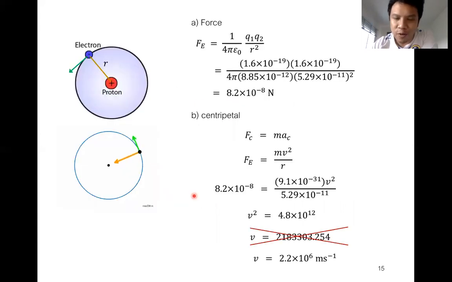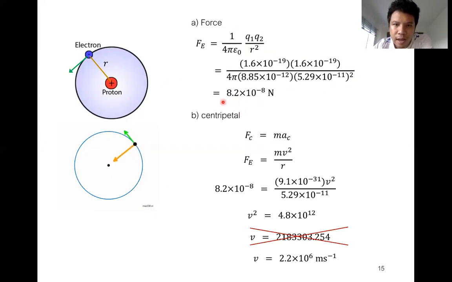We start with the force, so we use Coulomb's law. We use that equation and try to substitute the values. For the Coulomb constant, 1 over 4 pi epsilon 0, we substitute epsilon 0 here. Then Q1 and Q2 will be the charges of the proton and electron, which have the same magnitude, 1.6 times 10 to the minus 19. Then we substitute the distance r, which is 5.29 times 10 to the minus 11, and don't forget the square. Then we can calculate the force from here.